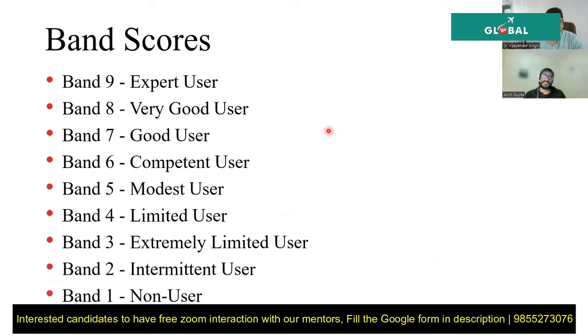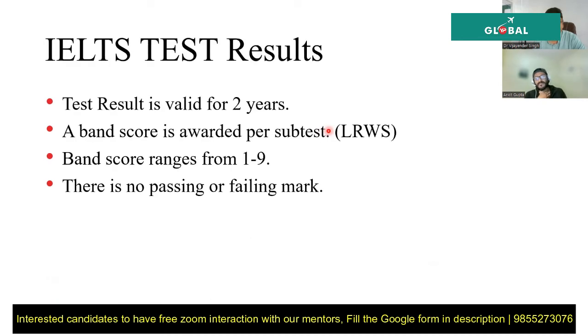So again, we were discussing the validity of test results. Validity is for 2 years. Within these 2 years, a student can apply anywhere in this world. They can just keep on submitting their IELTS test results. But if the IELTS test results expire, then students will have to write this again.